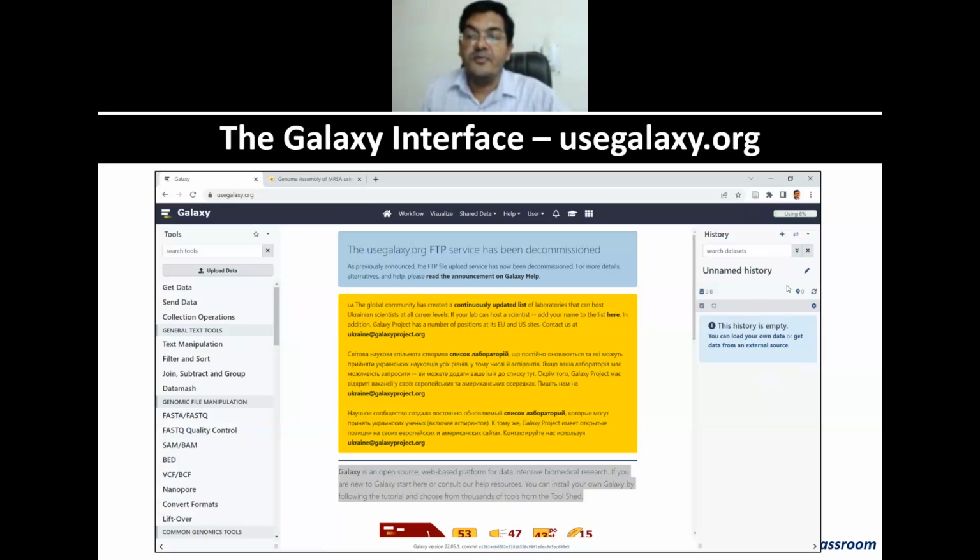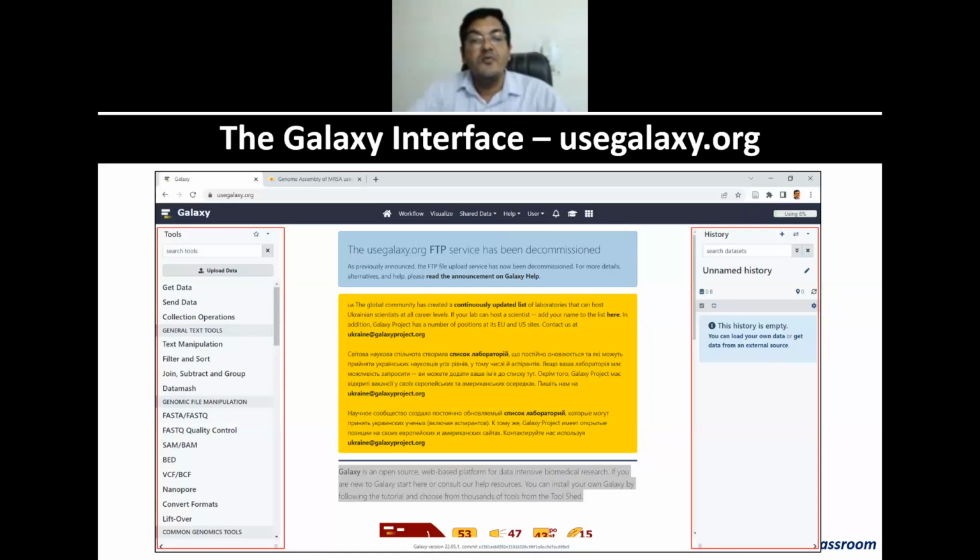Right? And then, if you move along, whatever steps and whatever analysis you do here will be shown up here, right? So this is your history panel. This is your tool shed. And in the center is where you will be able to see your data and perform the steps or the analysis that you want to do. Once you load a tool here, the input requirements for that tool will come up here, and also the conditions that you want to put up, whether you want to filter, whether you want to change the format of your data and so on, would come up here in the center.